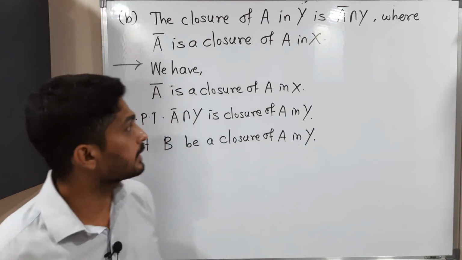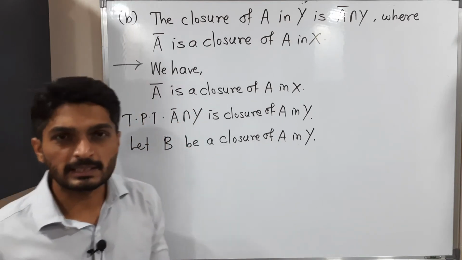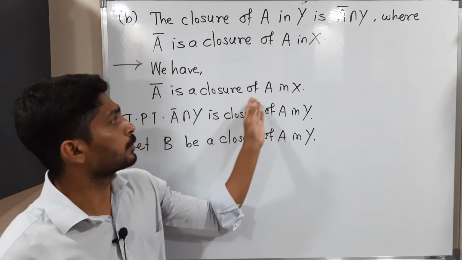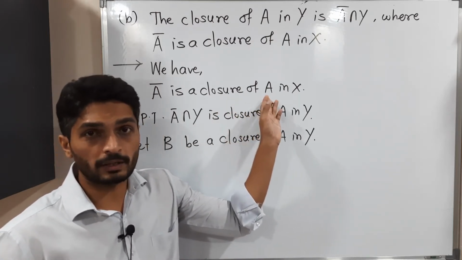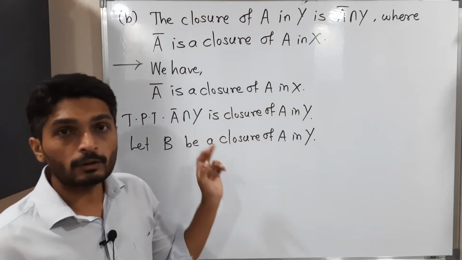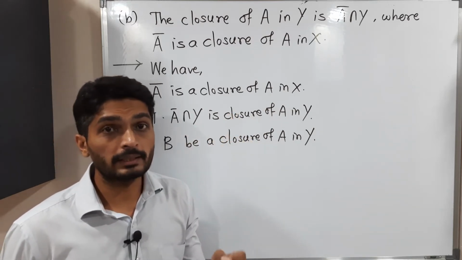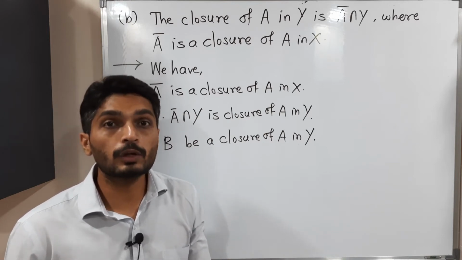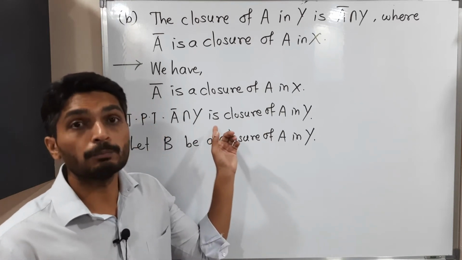Okay, so let us start its proof. I have written some basic things. A bar is the closure of A in X, so this is the given information. And what we have to prove is that if you take the intersection of A bar with Y, then we get the closure of A in Y.